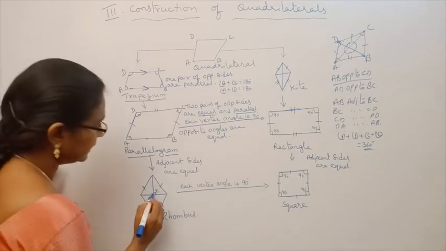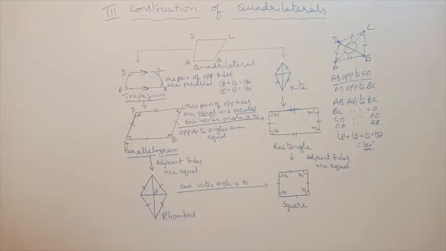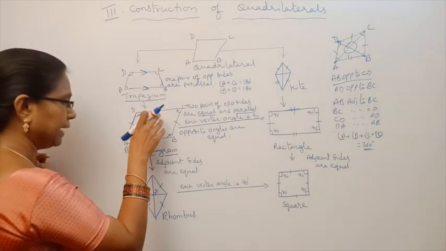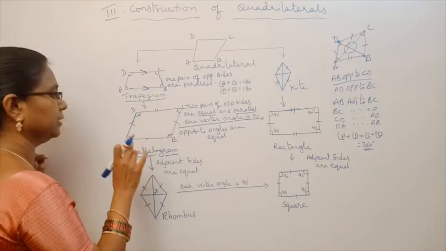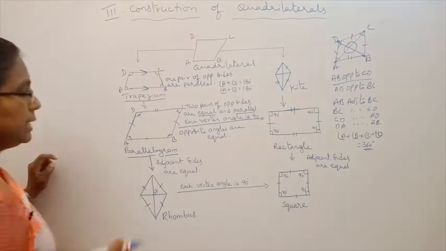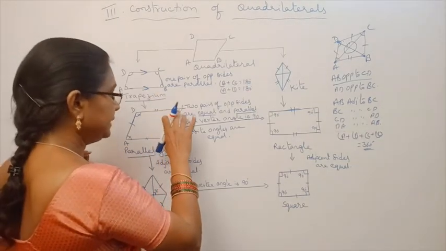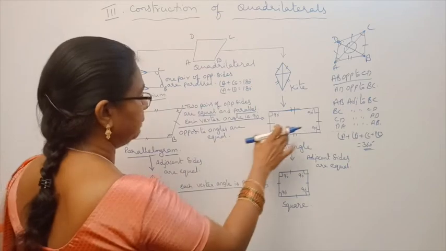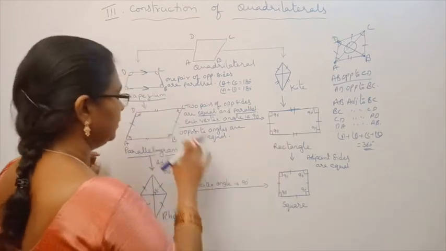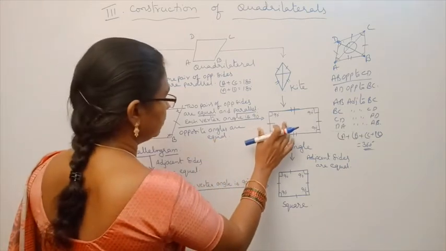The two diagonals intersect at 90 degrees. That is called perpendicularly bisected. Now, if in a parallelogram adjacent sides are equal, then it becomes a rhombus. Suppose in a parallelogram, if adjacent angles are equal, it becomes a rectangle.